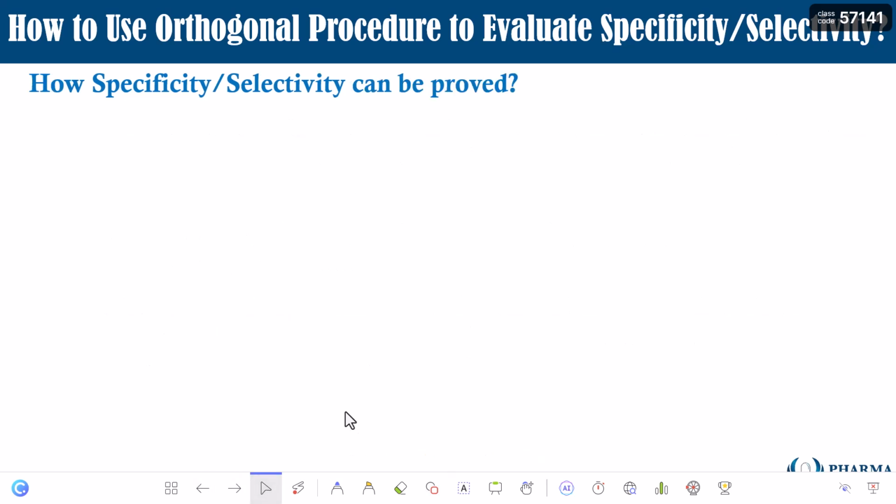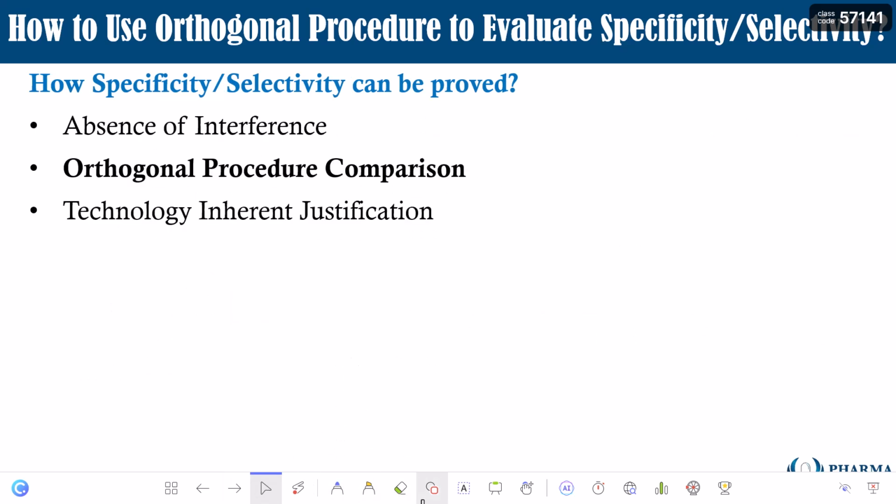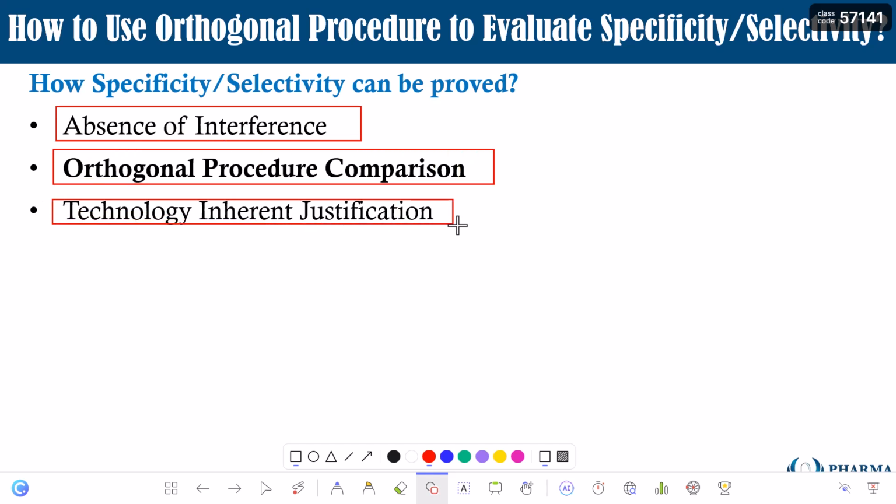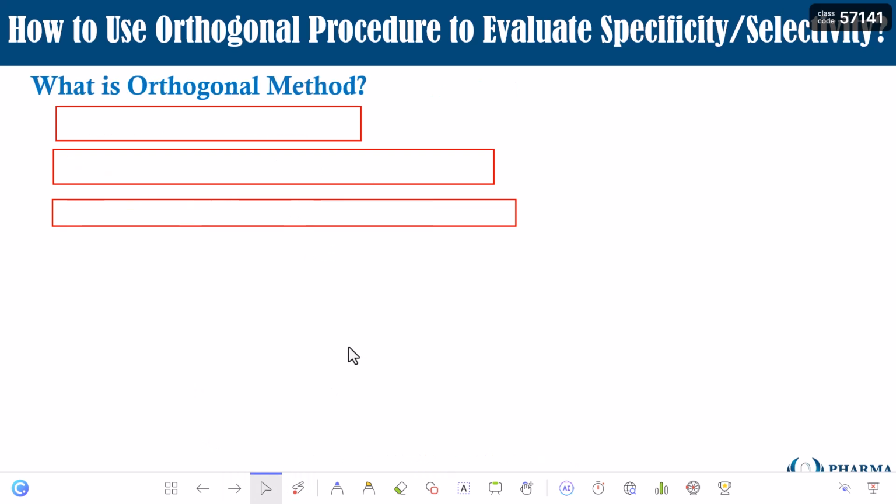So how can specificity or selectivity be proved? As we discussed at the beginning, there are three ways of proving the specificity. The first one is absence of interference. The second is orthogonal procedure comparison. And the third one is technology inherent justification. As a part of this video, we will try to understand how orthogonal procedure comparison can be used for evaluating the specificity or selectivity of your analytical procedure.